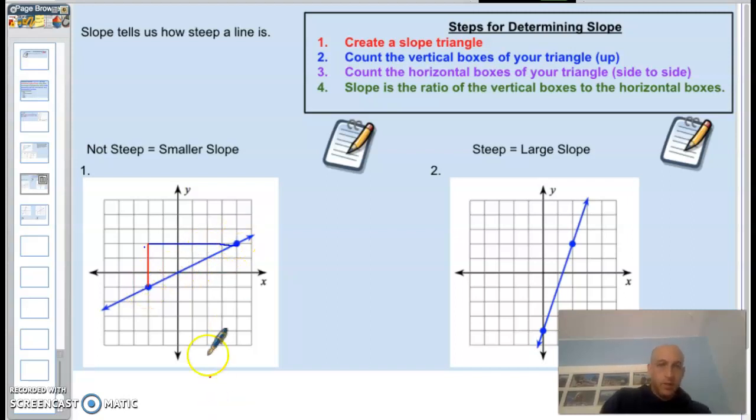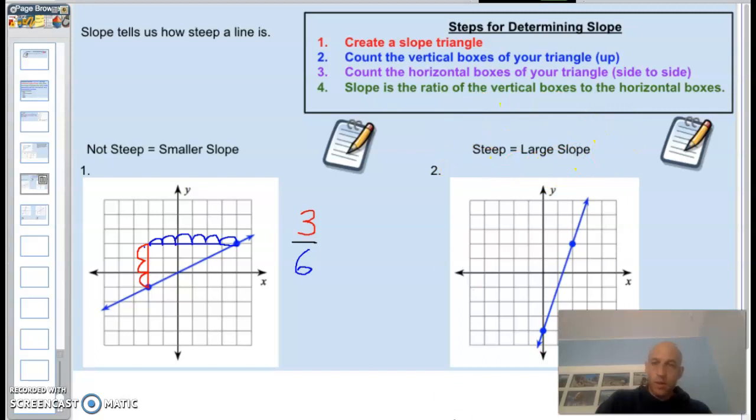And then we are going to count, just like we did in the last example, the vertical change. 1, 2, 3. And we are going to count the horizontal change. 1, 2, 3, 4, 5, 6. 3 over 6. The slope of this line is 3 over 6. Okay, 3 over 6.